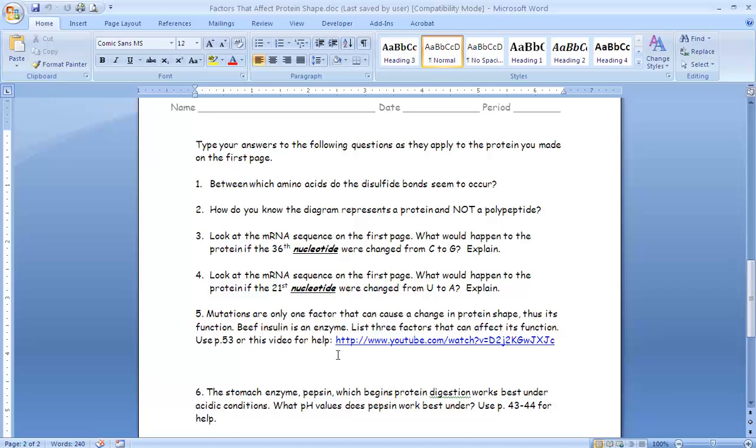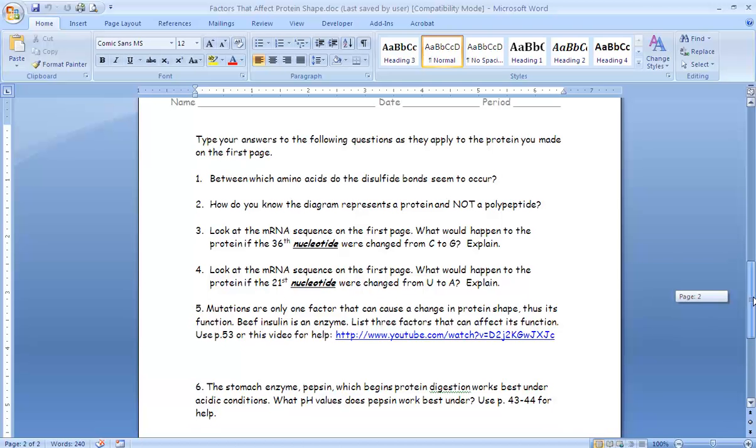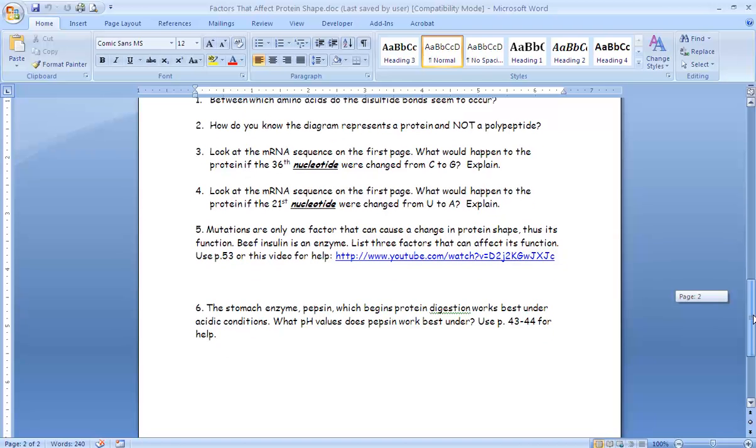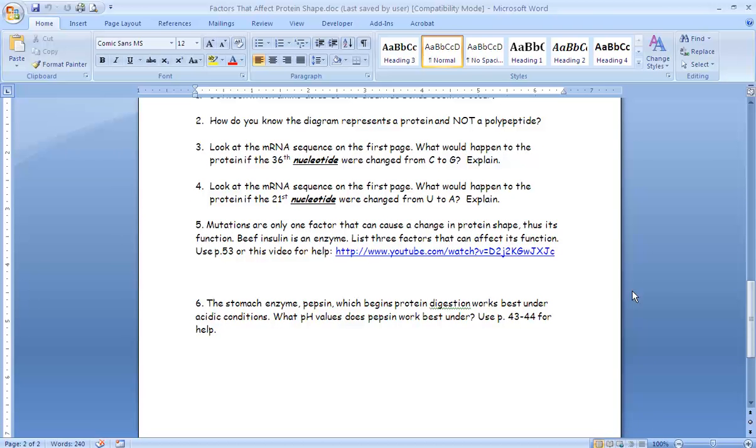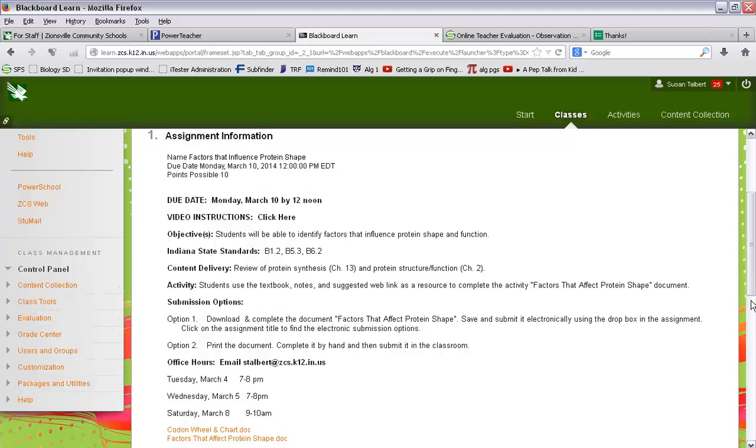You'll need to turn to page 53 in your book. You certainly can Google for factors that affect the shape of the protein, or you can watch this YouTube video if you need to, and then just quick list them here. They should be reviewed. I think once you see them, you'll be reminded, oh yeah, I remember talking about that. There's another component to what influences the protein shape. You can find that on page 43 and 44. Read that, complete this question, and your lesson is finished.